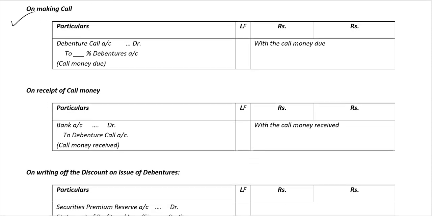On making the call, the journal entry is debenture call account debit to % debentures account with the amount of the call money due, and on receipt of the call money, bank account debit to debenture call account with the call money received. So we need to name the calls as debenture first call, debenture second call, and so on, with the suffix of final call attached to the last call.